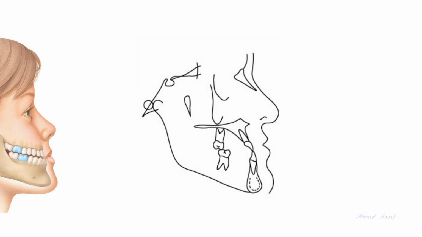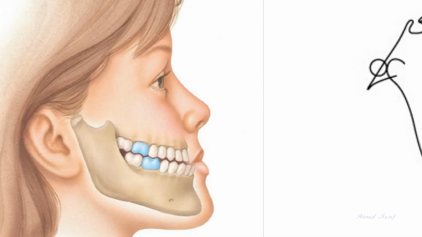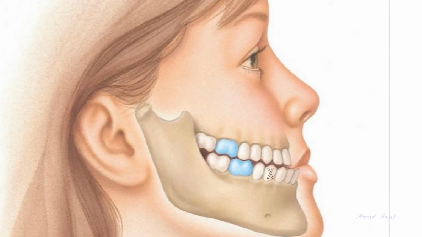But since the jaw discrepancy is not severe and can be camouflaged, we can instead just extract lower first premolars, for example, and retract his teeth to just camouflage or hide the problem. This could be one way to solve the problem. But just note that there could be several ways to correct the same problem, each with its pros and cons.